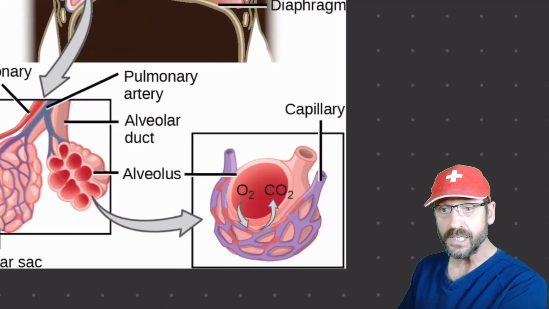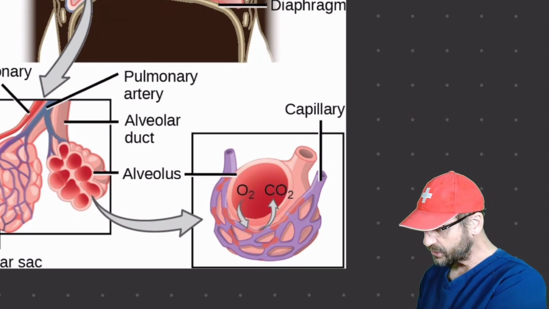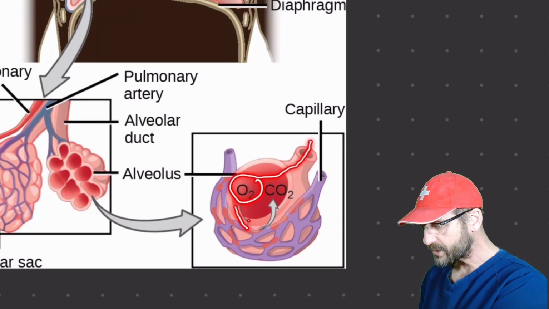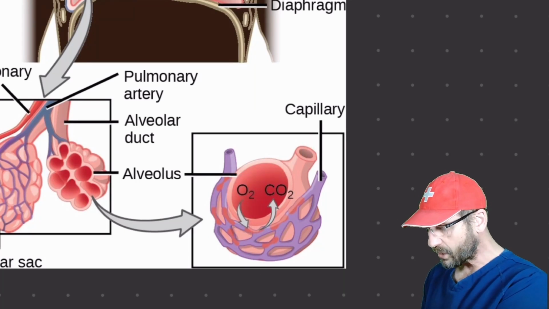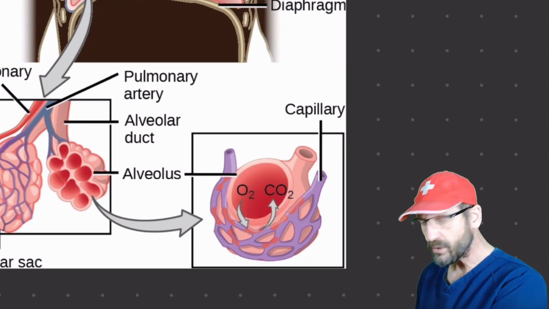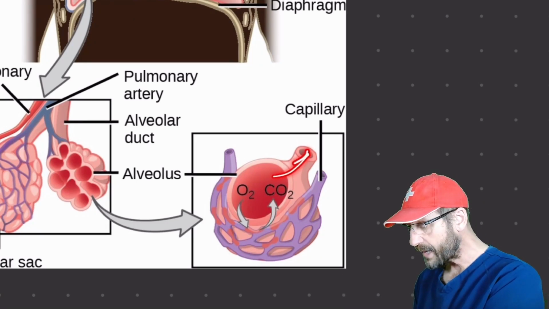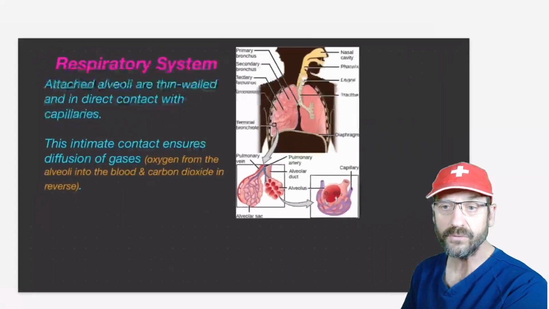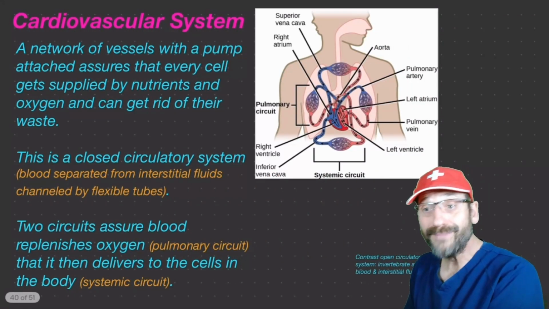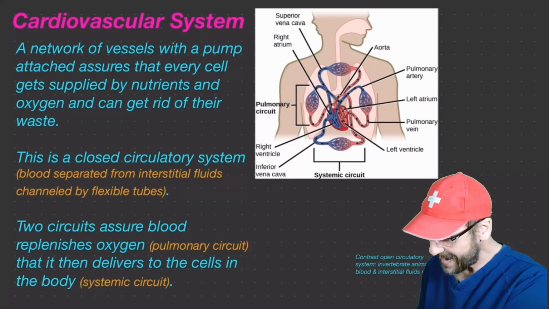And so we can see that here, how the oxygen comes down from the air right in here, and then it goes into the blood vessel. And the carbon dioxide moves from the capillaries into the alveolus, and then from there it can exit and we can breathe it out. Good. Well, that brings me to the cardiovascular system.